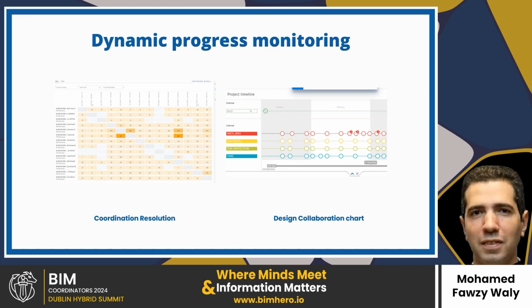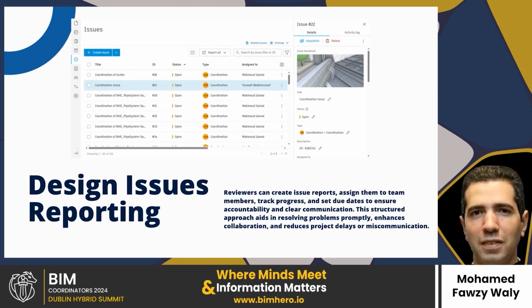Doing a visual inspection, you can report any issues that you may find by creating issue reports, assigning them to team members, tracking progress, and setting due dates to ensure accountability and clear communication. Even the user that has been assigned issues will receive an automatic notification of the assignment. And once they change the status of the issue or add a reply, it will be reflected with an automatic notification to the reviewer. This structured approach aids in resolving problems, enhances collaboration, and reduces project delays or miscommunication.